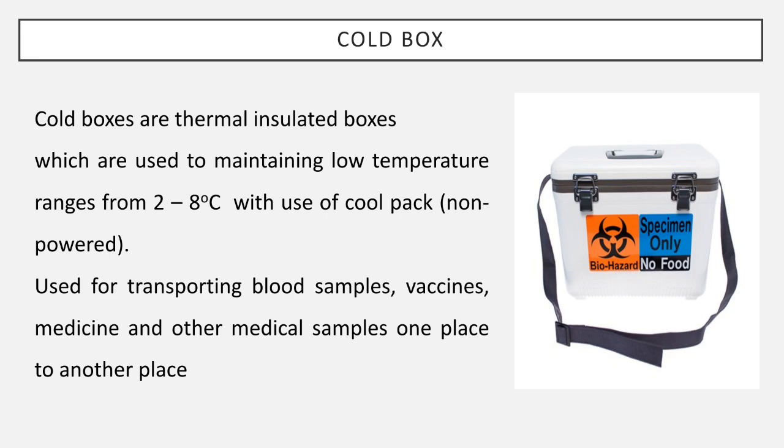So cold box, this one you already know. Cold boxes are thermal insulating boxes which are used to maintain low temperatures, usually between 2 to 8 degrees. They are usually fitted with a cool pack, which is non-powered. Cold boxes are carried along with a cool pack to maintain the low temperatures, and used for transport of blood samples, vaccines, medicines, and other medical supplies from one place to another.